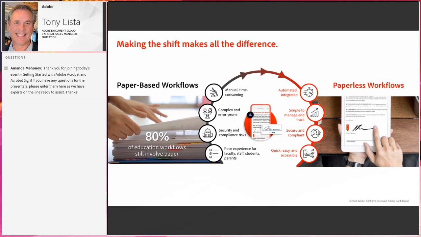By switching to paperless workflows, like using the processes I described above, you flip the equation. Regular documents and their workflows are automated and integrated. They become easier to track and manage. Sensitive information is more secure, more compliant, and for all involved, it's quick, easy, accessible, and many times less expensive.